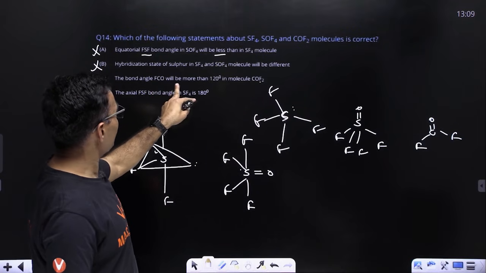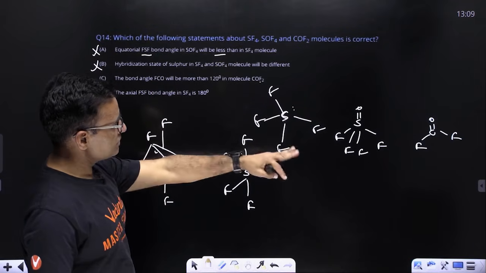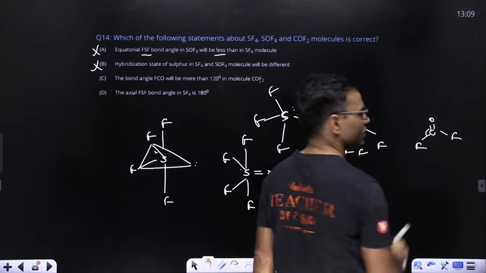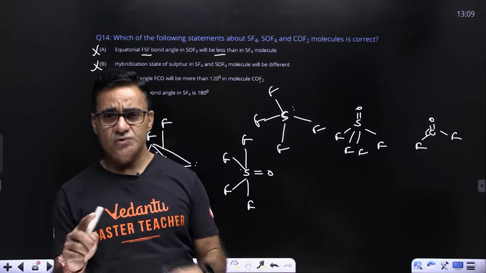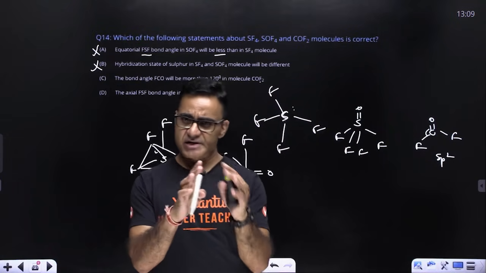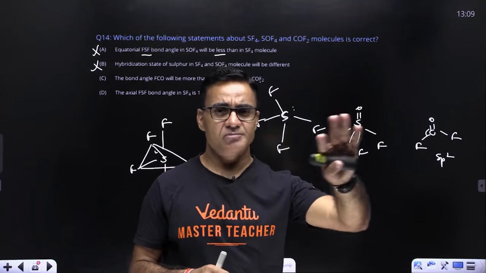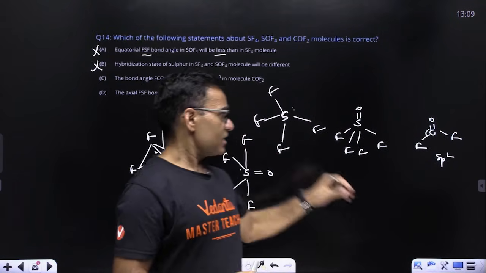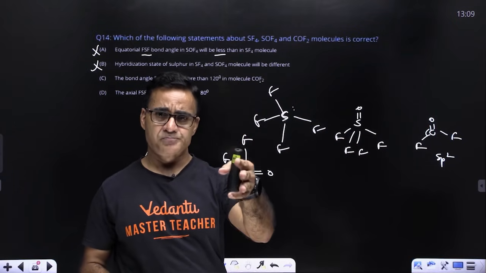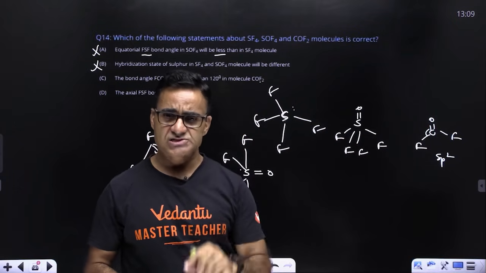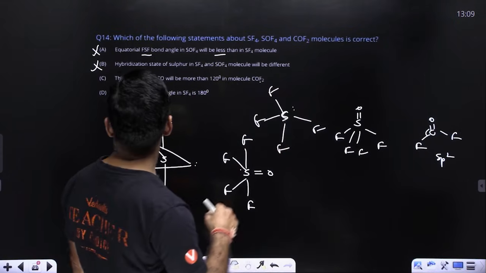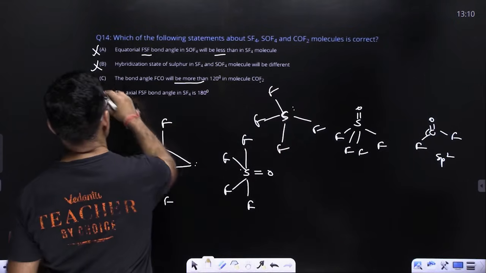द बॉन्ड एंगल इन FCO विल बी मोर देन 120, इन दिस FCO, ये वाला बॉन्ड मोर देन 120 होगा, ऑब्वियस है, बिकॉज 120 ये sp2 हाइब्रिडाइज्ड है एक्चुअली। अब sp2 हाइब्रिडाइज में यदि टर्मिनल एटम सारे एक जैसे होते देन बॉन्ड एंगल कुड हैव बीन perfectly 120, but since sigma single bond and double bond and single bond repulsion is slightly more, because of that FCO बॉन्ड एंगल जो है वो बड़ा हो जाएगा, तो will be more, yes this is correct.